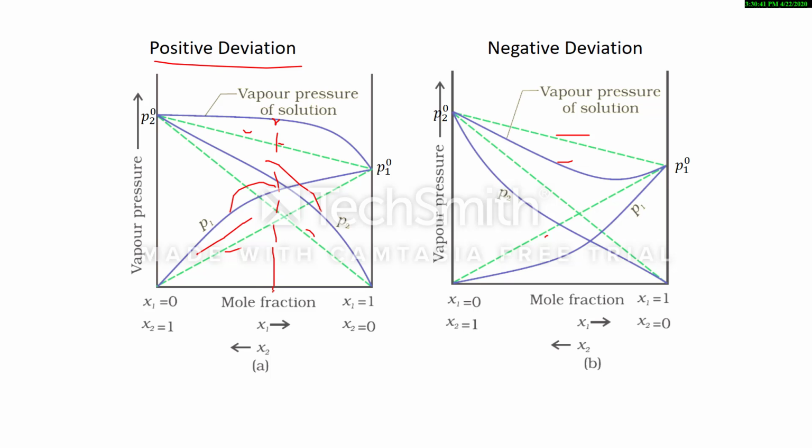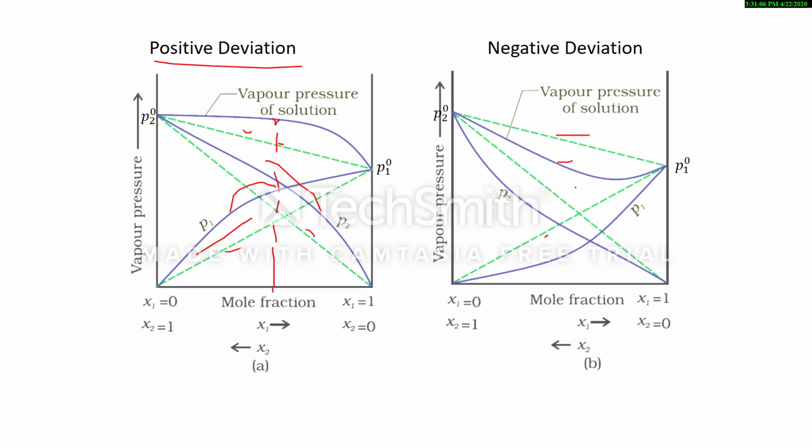The mixture having this composition has the highest vapor pressure of this solution. If we want to boil it, we have to supply less heat. That's why at a low temperature its vapor pressure becomes equal to the atmospheric pressure. That's why this composition has the lower, or minimum, temperature.